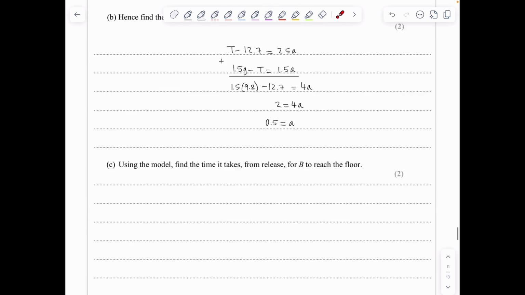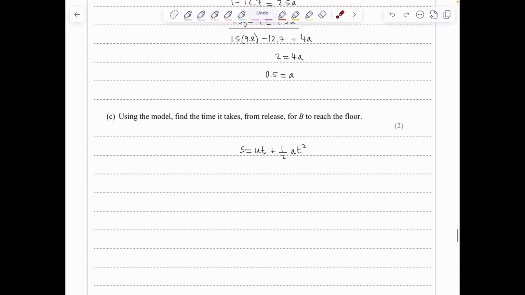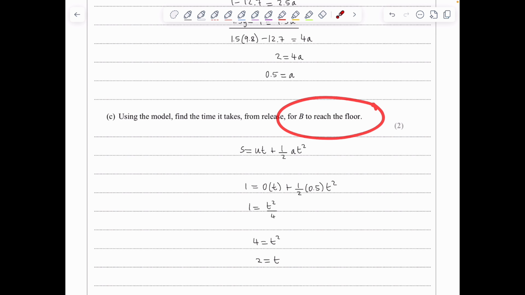We've got that s is ut plus a half a t squared. The distance covered is a meter, it's 1. So u is 0, times t, plus a half times the acceleration of 0.5 times t squared. This gives me 1 is t squared over 4, which means that 4 is equal to t squared, and therefore t is equal to 2. This is the time it takes from release for B to reach the floor.